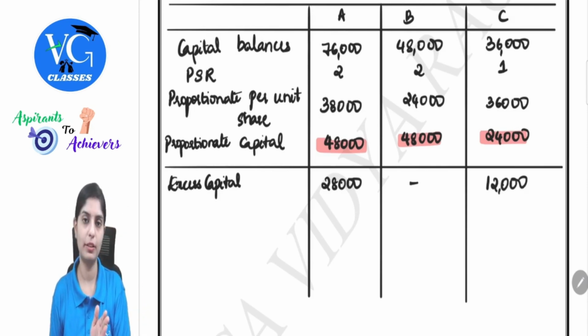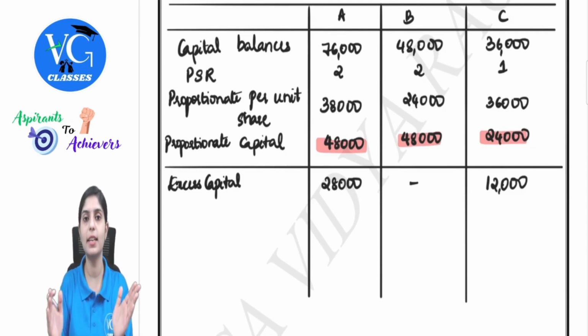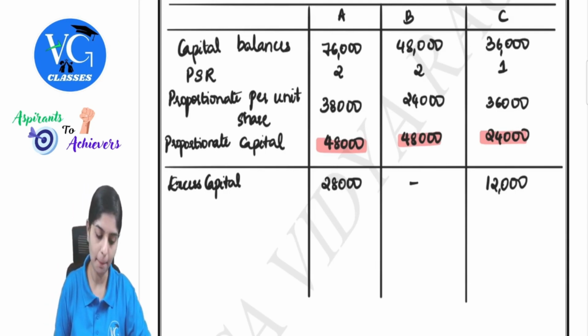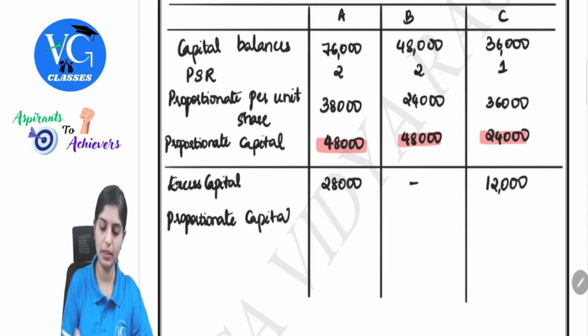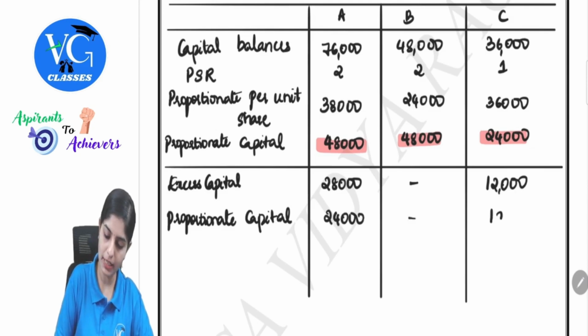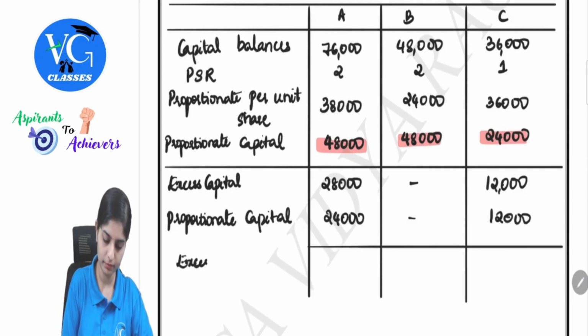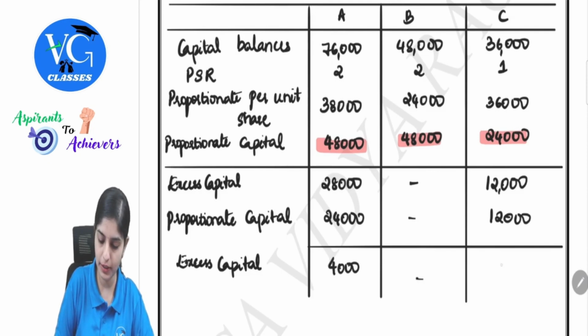Now I understood B is not getting the first order in the payment structure. But between A and C, who should get how much is still not clear. So again, we'll follow the same step. We will take proportionate capital, taking one person's capital as base. So 12,000 is the least capital. 12,000 for 2 will be 24,000. 12,000 for 1 is again 12,000. So if I have to find out excess capital here, comparing this with 28,000, there is 4,000 excess capital for A, nothing for B. For C, there is nil.